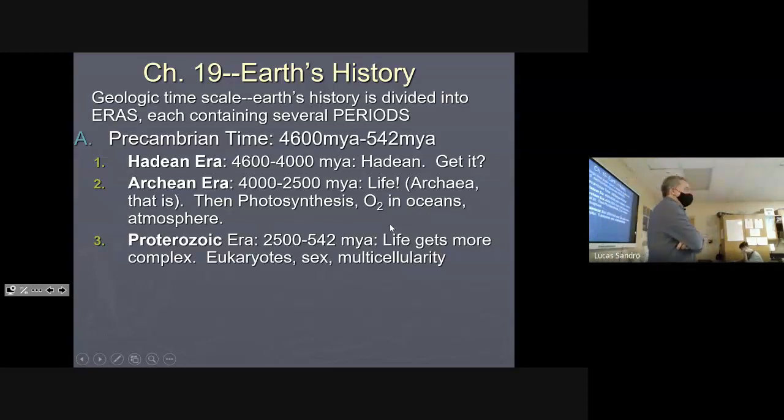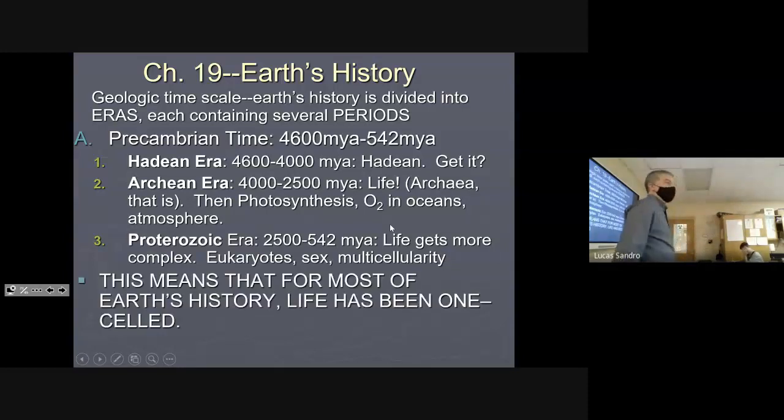So if we want to do a simple fraction you'll understand, that means that basically Precambrian time is 8/9 of the Earth's history. We're in the last ninth, obviously, right? The most recent ninth. But for the other 8/9 of the Earth's history, life has been basically one-celled, if it was there at all.